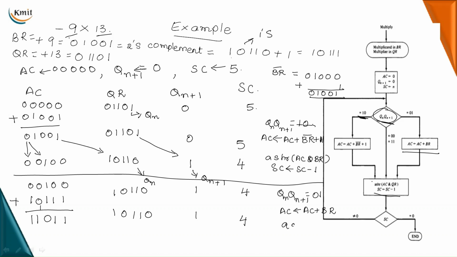Now you have to perform an arithmetic shift right on the contents of AC and QR and decrement your sequence counter by 1. So perform an arithmetic shift right, it becomes 1 1 1 0 1 and this 1 will come in this place, so it becomes 11011 and your Qn plus 1 bit becomes 0 and the sequence counter is decremented by 1, now it becomes 3. Let's continue.